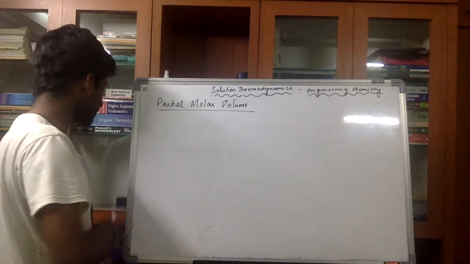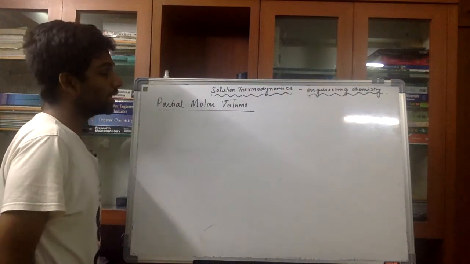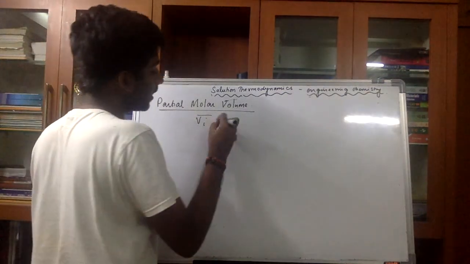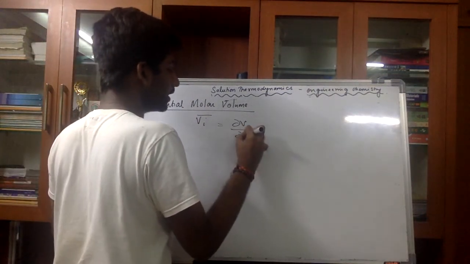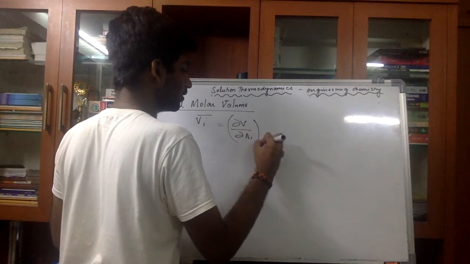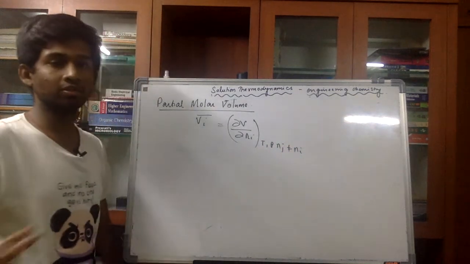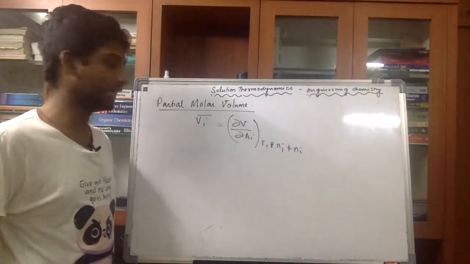When you take partial molar volume, let's write the basic definition which you have been writing. V̄i is equal to ∂V by ∂Ni at constant temperature, pressure, and Nj, which is not equal to Ni. This is the common definition which you have been learning from the beginning.